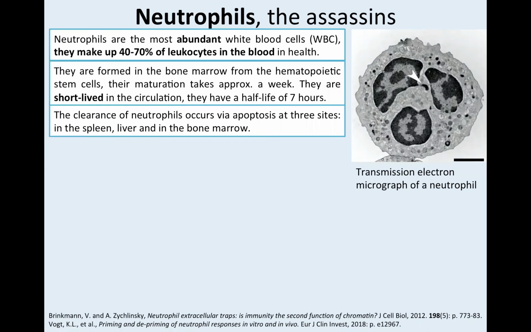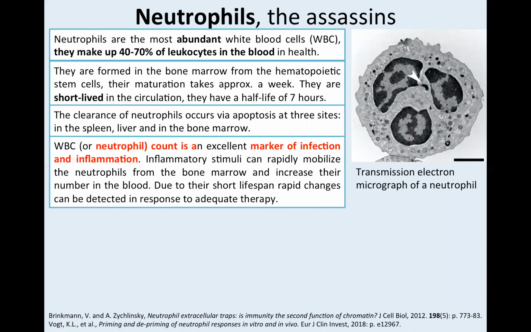Neutrophils disappear in 3 places in our body: in the spleen, in the liver, and in the bone marrow. Since the number of neutrophils can change markedly in response to danger signals, we can use them as an excellent marker of infection or inflammation, and that's the major use of them.